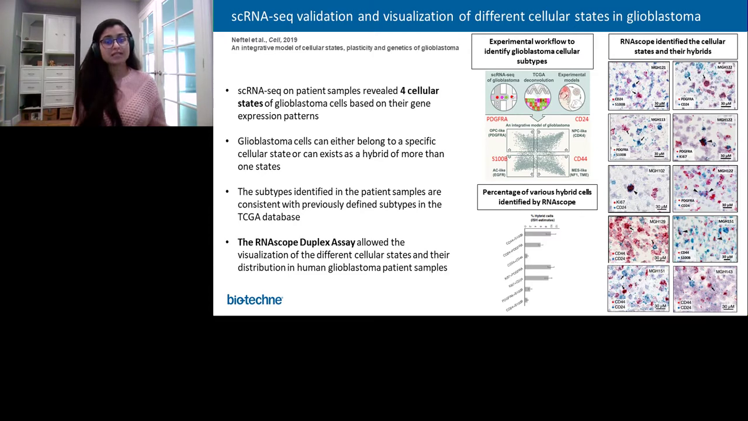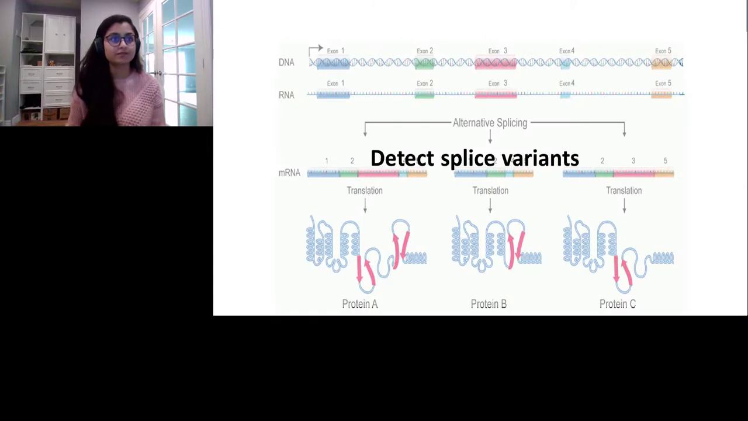And this was an important discovery to understand how these glioblastoma cells behave in situ and potentially develop a successful therapy against this deadly cancer. So using RNAscope, they were able to validate and also visualize these hybrid states of tumor cells within this glioblastoma. Next, I want to talk to you about the application of RNAscope in visualizing splice variants that are implicated in certain cancers.